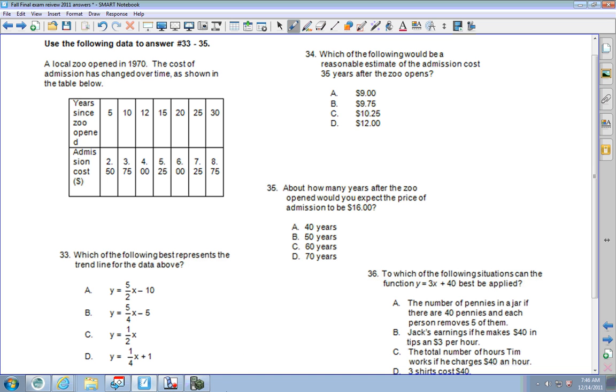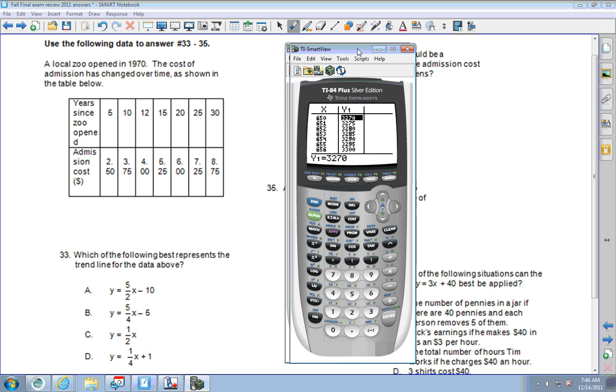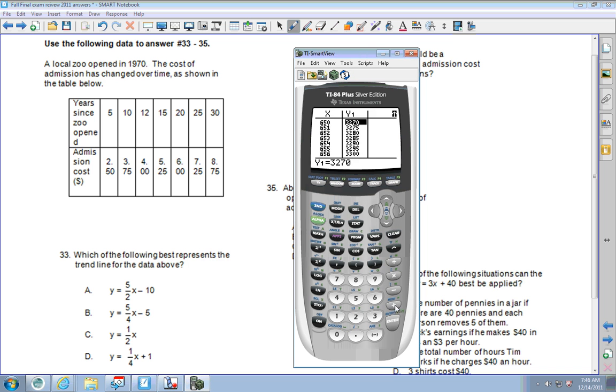So here's what I would do. I would go in the calculator to remember how to put in a scatter plot. Let's clear our memory from the beginning. Let's go to Stat and enter. Let's put the number of years into L1: 5, 10, 12, 15, 20, 25, and 30.